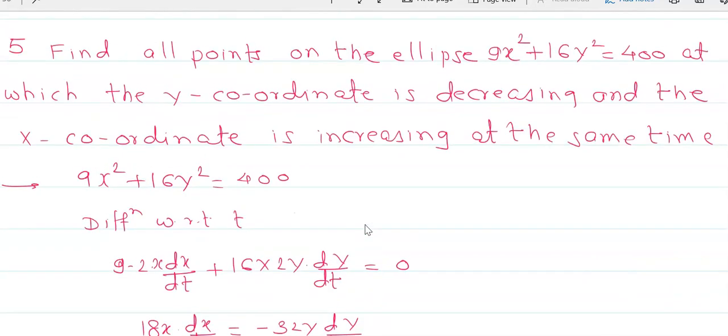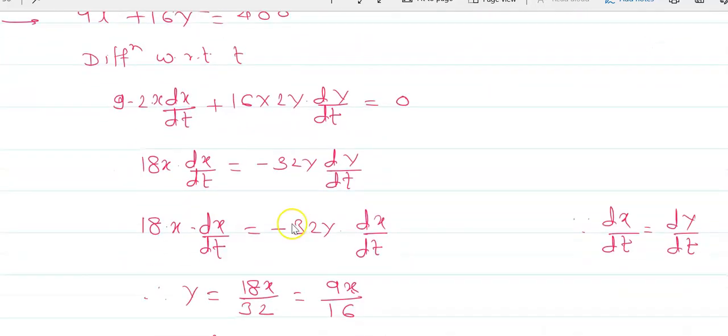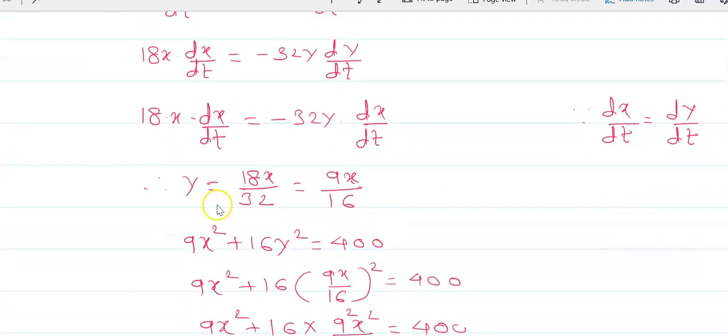That is, one is decreasing and another is increasing, but their rate is the same. Therefore, we will substitute dy by dt equals dx upon dt. Instead of dy by dt, we will write dx upon dt, and on both sides these two get cancelled, and therefore y is equal to 18x upon 32, which is equal to 9x upon 16. This is the value of y.